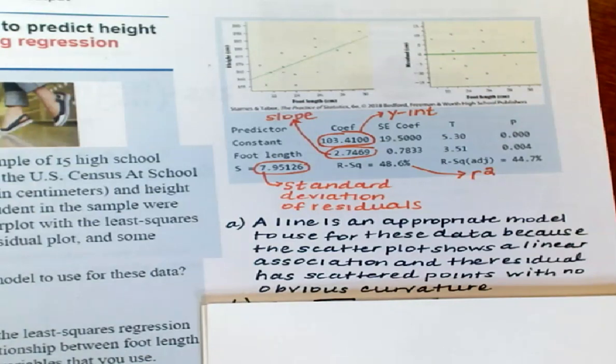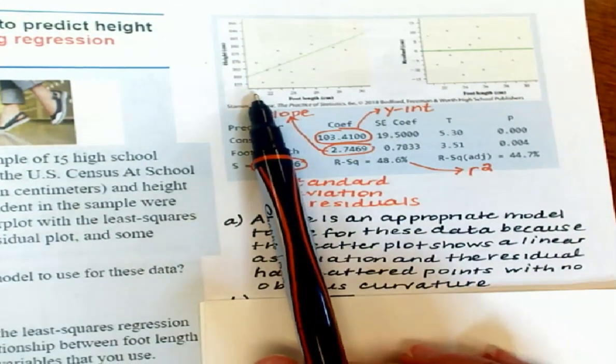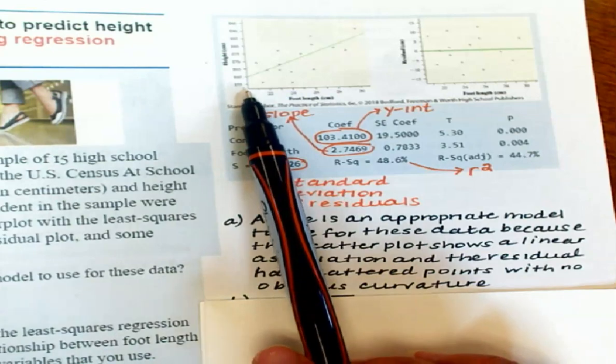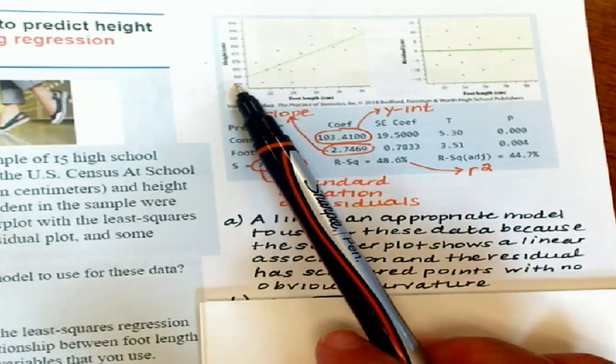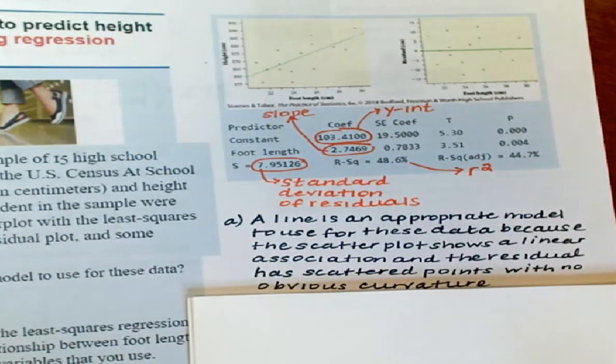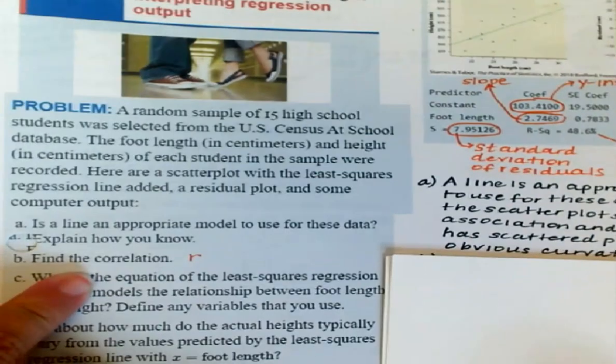So let's think about what they're saying here. The foot length is your explanatory variable, and your height is your response. The bigger foot length you have, it looks like the taller, obviously, you're going to be. So there is a linear relationship there. Part B, find the correlation.